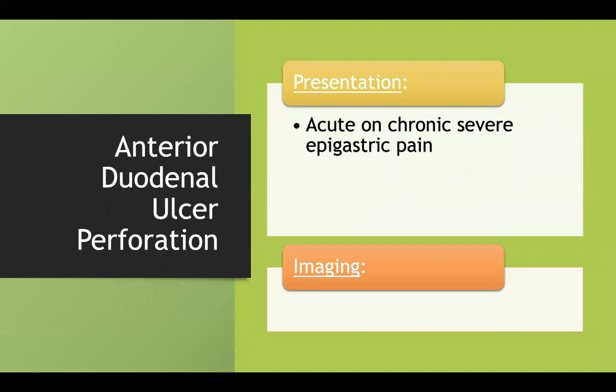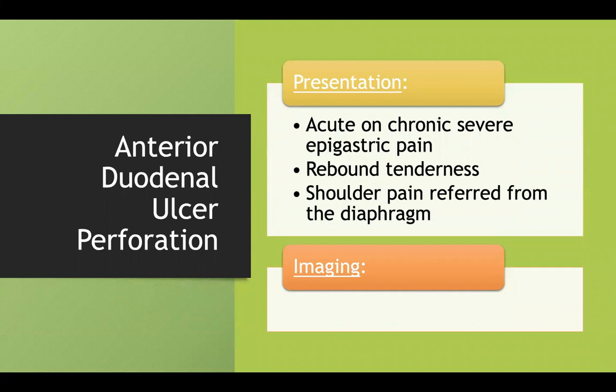So somebody who has anterior duodenal ulcer perforation, they're going to have severe epigastric abdominal pain. They're going to have rebound tenderness because now air and bowel contents can get directly into their peritoneal cavity. And they're going to have shoulder pain referred from the diaphragm.